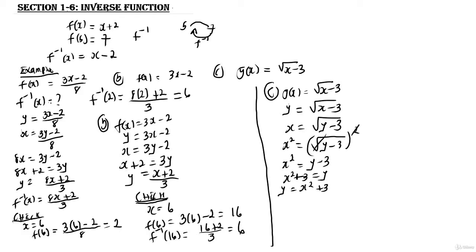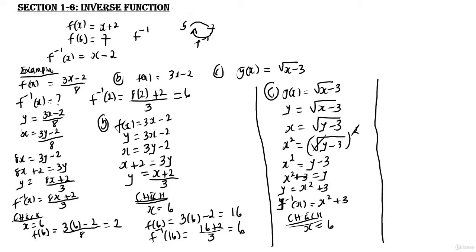So the inverse of this function, g raised to the power of minus 1 of s, is going to give us s squared plus 3. So guys, we also need to check this, if this is actually the inverse or not. So we are going to take the same s value of 6. So we are going to plug this s value into the original function.